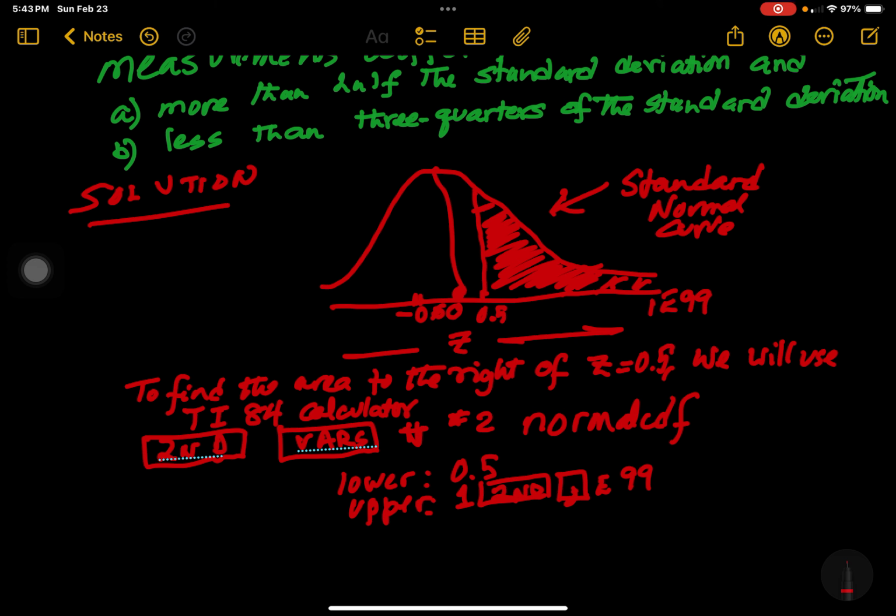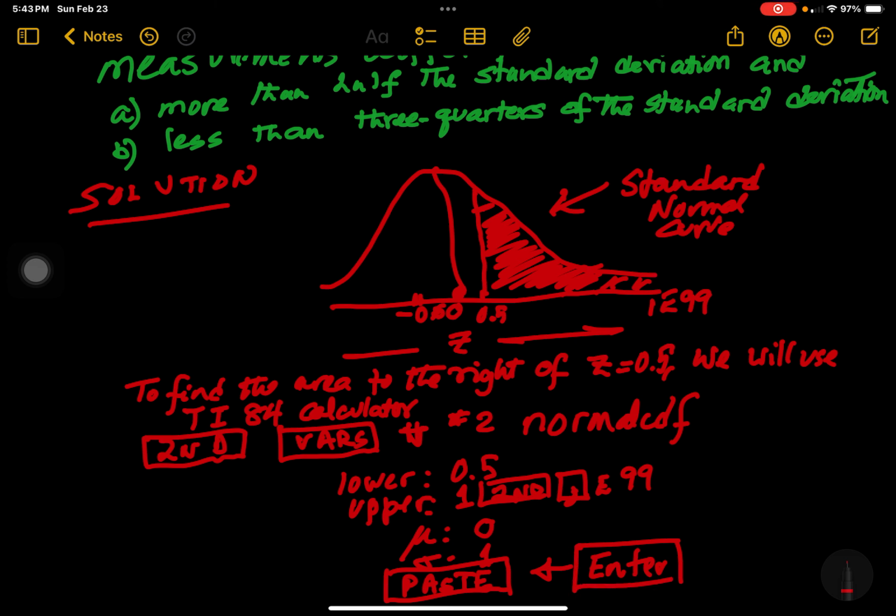So we start with the lower boundary 0.5. In the upper boundary we type 1, then the second button and the comma button, which gives me the capital E, 99. Now we are dealing with a standard normal curve, so mu is 0 and sigma is 1. Leave it alone, that's what it is in the calculator. Then we go to Paste. As I have mentioned in my previous videos, when you are on Paste, hit Enter twice.